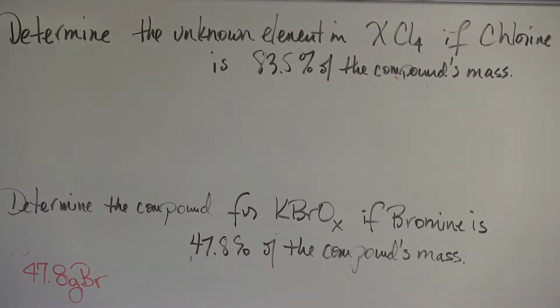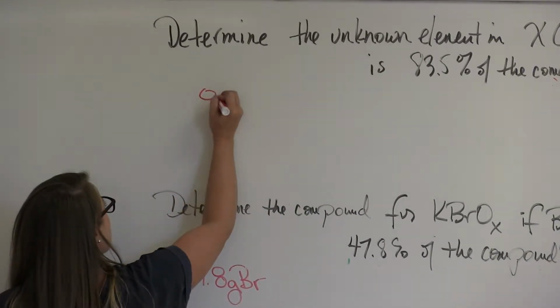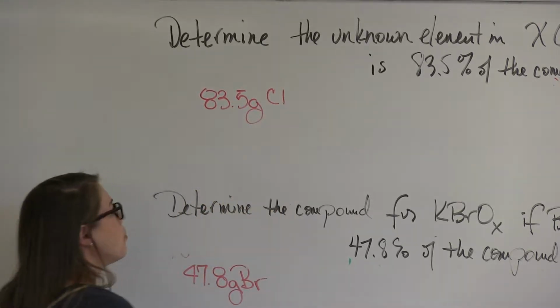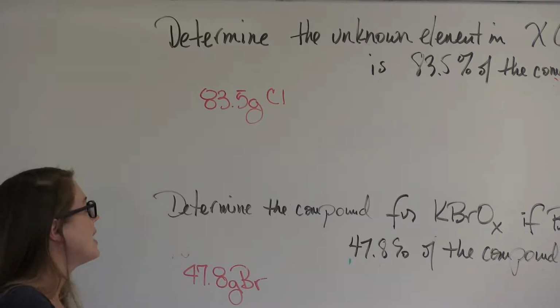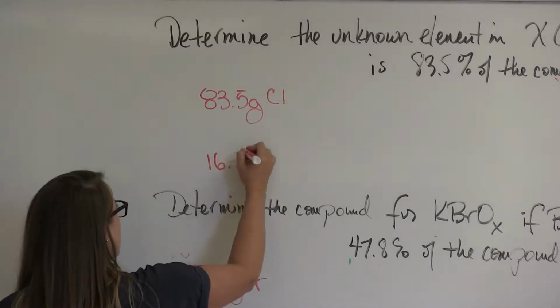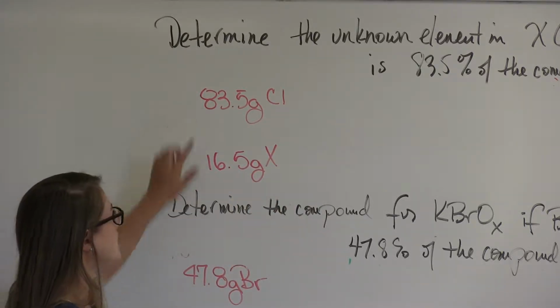So remember, for empirical formula, if it's in percent, we're going to assume it's out of a 100-gram sample. So I do know that I have 83.5 grams of chlorine. And I know that whatever is left over, so 100 minus 83.5, is my unknown element. So I'm going to have 16.5 grams of X. So first step is let's go ahead and convert this to moles.